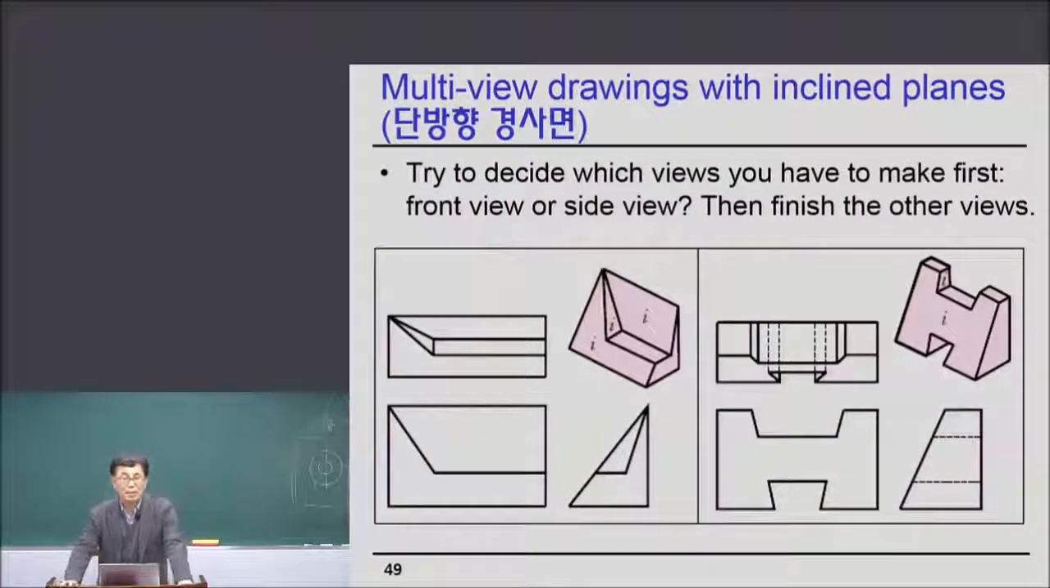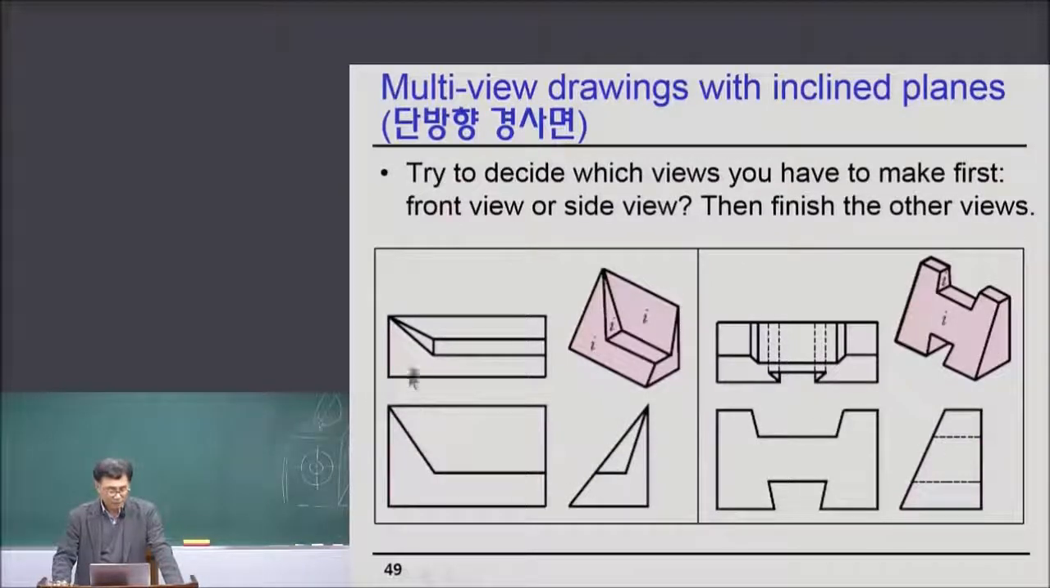Now I'm asking you to practice as much as possible making multi-view drawings from the given 3D object. For example, this is a 3D object which has many inclined surfaces. Maybe this is the inclined surface, and then this is the multi-view drawing. Please practice from this given 3D object, so you can find this multi-view drawing successfully. Please practice, okay? This is not homework, but I ask you to practice, all right? This is another 3D object, and this is a multi-view drawing. You have to practice it.